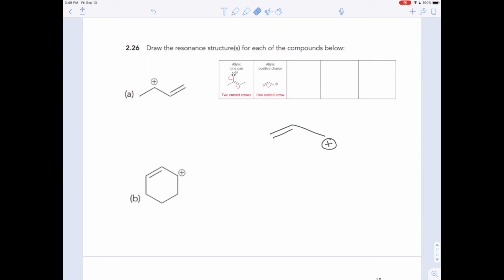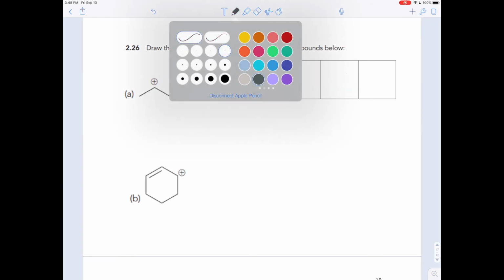So when you have an allylic positive charge, what ends up happening is that those electrons in the pi bond go to form a new pi bond toward the positive charge. That's the curved arrow pattern that accompanies that. And so here's some practice with those.